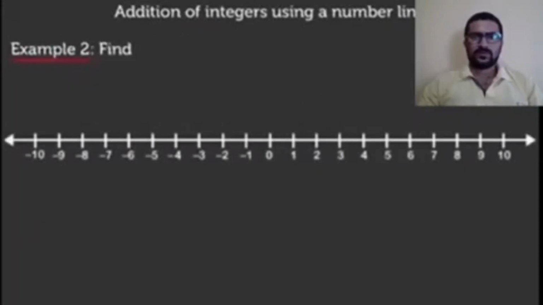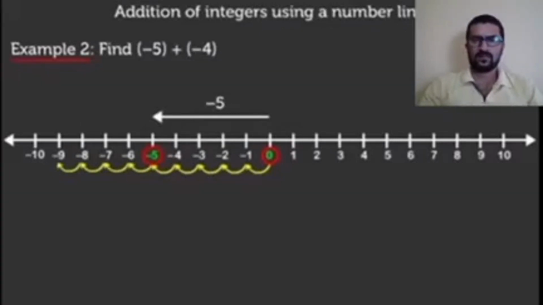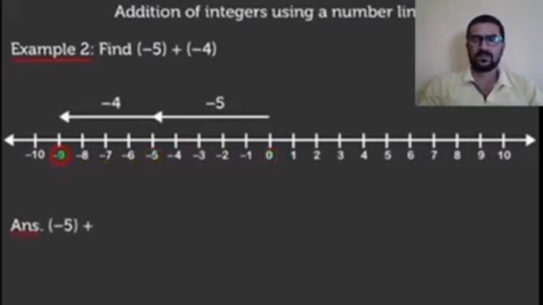Example 2. Find negative 5 plus negative 4. Start from 0 and go 5 places to the left, that is in the negative direction. We reach negative 5. Now, on moving another 4 places to the left from negative 5, we reach negative 9. Hence, negative 5 plus negative 4 is equal to negative 9.